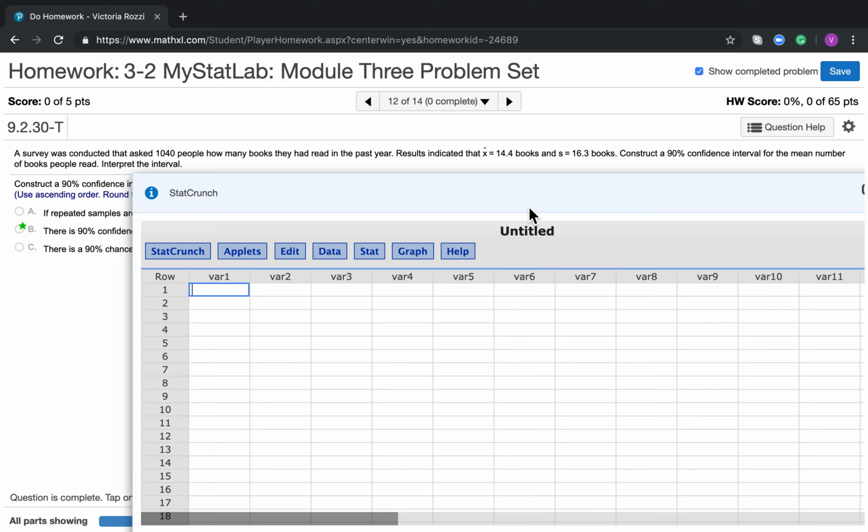So considering we only have the sample standard deviation, excuse me while I just yell at my children.